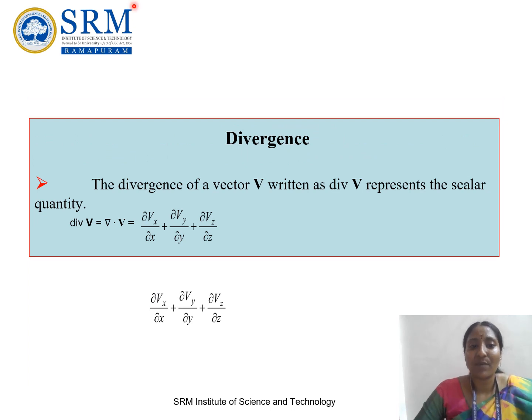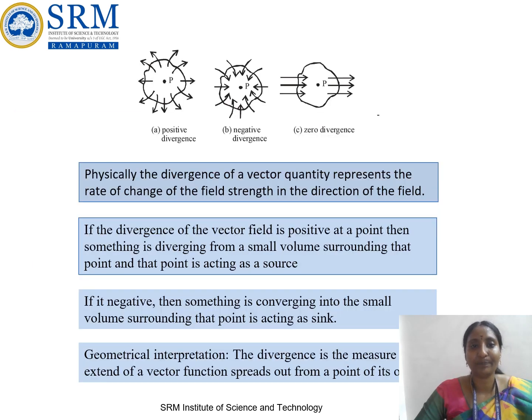And we know the divergence. Divergence is represented as div V or del dot V, which is equal to dou Vx by dou x plus dou Vy by dou y plus dou Vz by dou z. This is called the divergence. It is a scalar quantity.